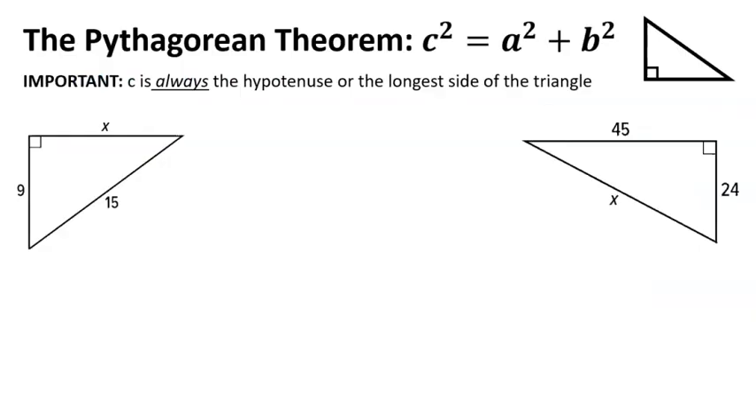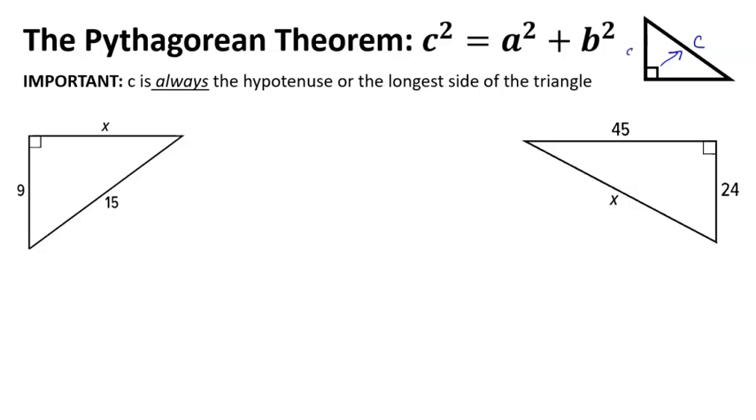So the Pythagorean Theorem is c squared equals a squared plus b squared. And c, this is the most important part, c is always going to be the longest side of your triangle. So for a right triangle, it's going to be the side across from the largest angle, which is that 90-degree angle. And that's called the hypotenuse. So that is always going to be c.